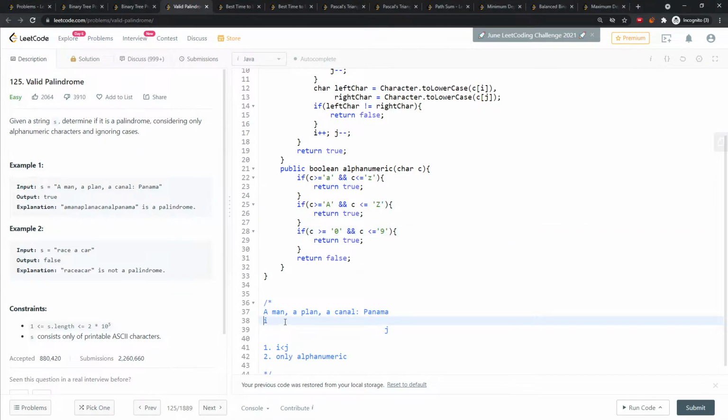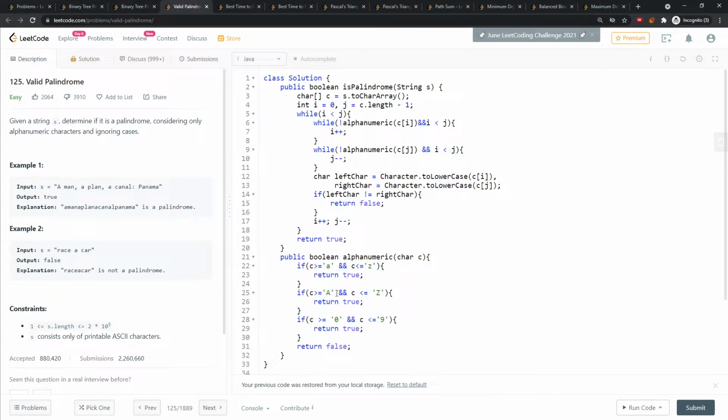So the uppercase A and lowercase A, I convert to lowercase A, and then I move my pointer if they are the same, right? If they are not the same, I return false right away. So for example, if index i is a space, which is not alphanumeric, I keep increasing, and that's the idea. And the constraint is i less than j and only alphanumeric, right?